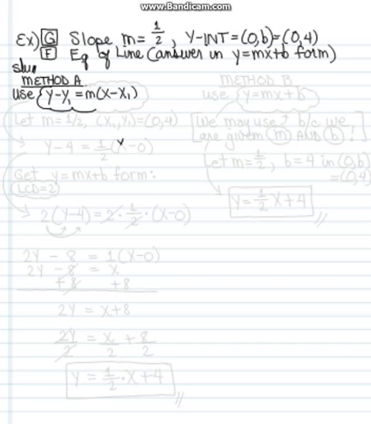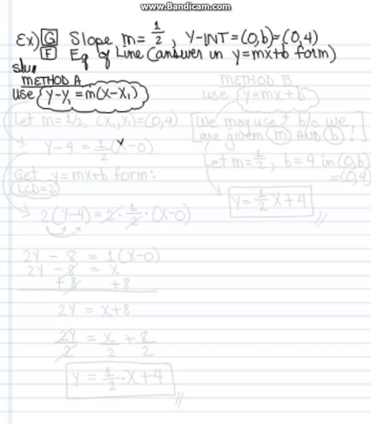Now the really cool thing about this formula is that it works if you're given the slope of a line and any point that lives on the line. I don't care what that point is. If it lives on the line, (x sub 1, y sub 1), you can use it with this equation to get the equation of the line.